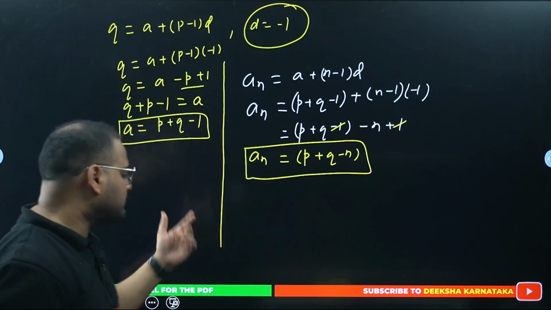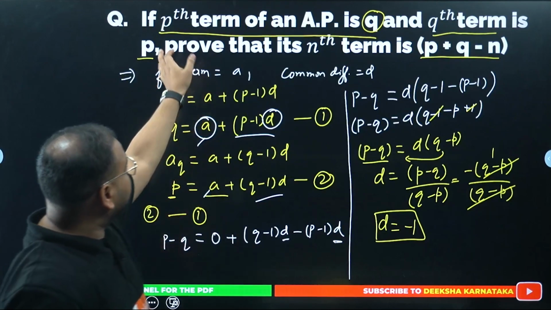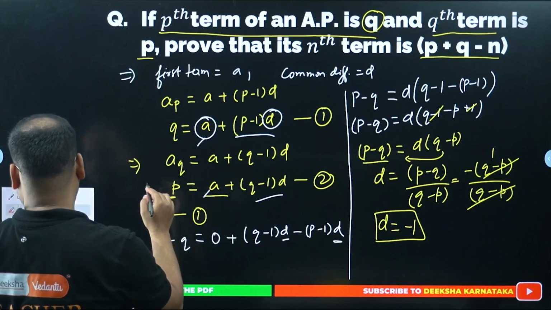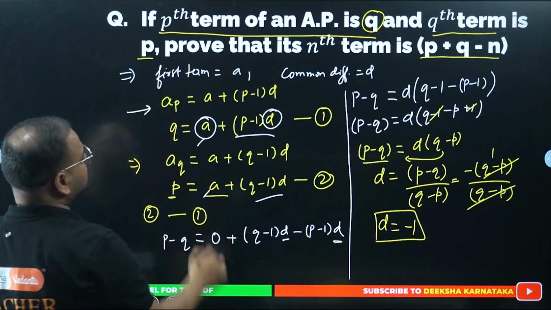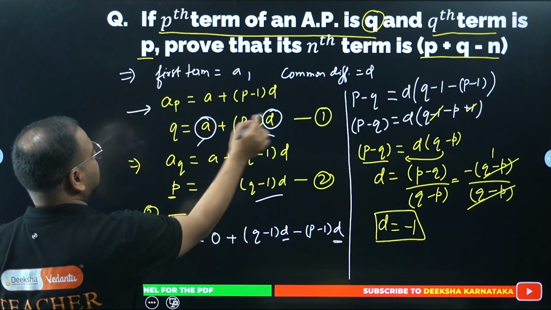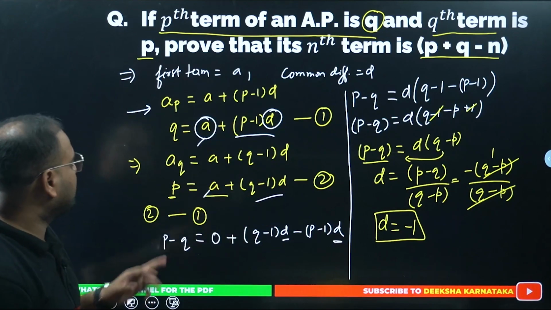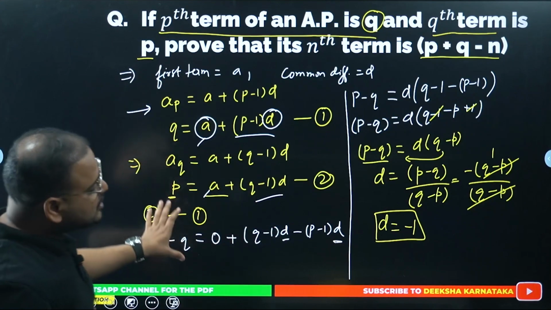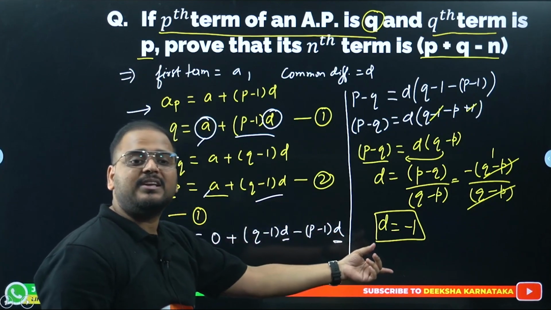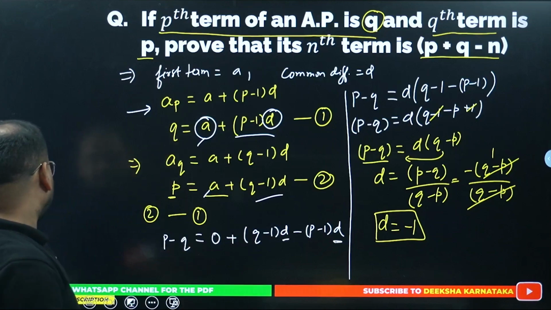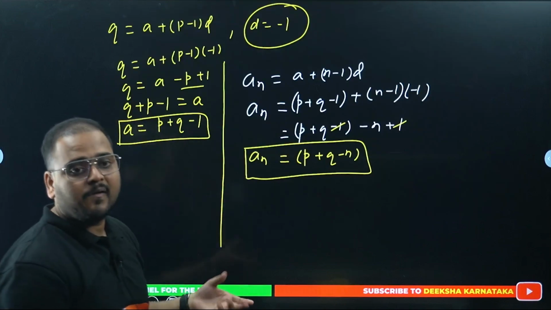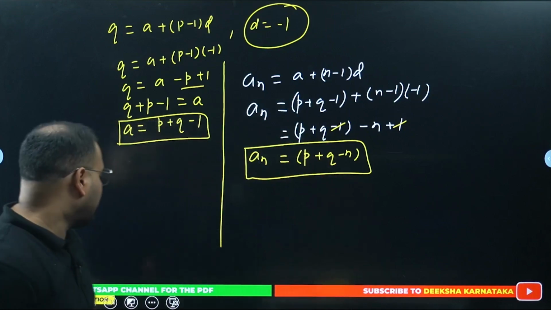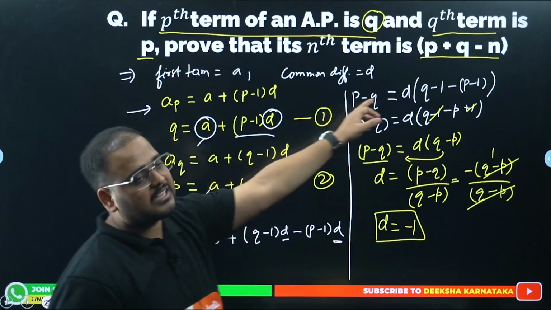Simple. What we did, let me recall. They gave pth term is q. I got this as my result, equation 1. Qth term is p, equation 2. I solved these two equations to get the values of the unknowns, d as minus 1 and a as p plus q minus 1. Using the nth term formula, I simplified it to get p plus q minus n and realized it. That's what they were asking us.